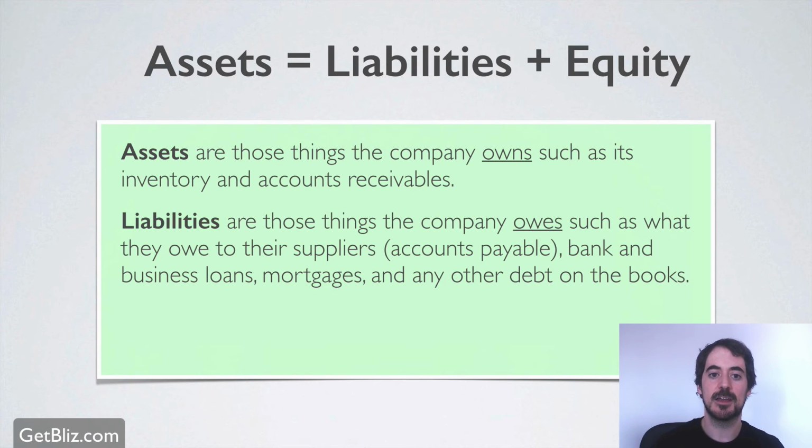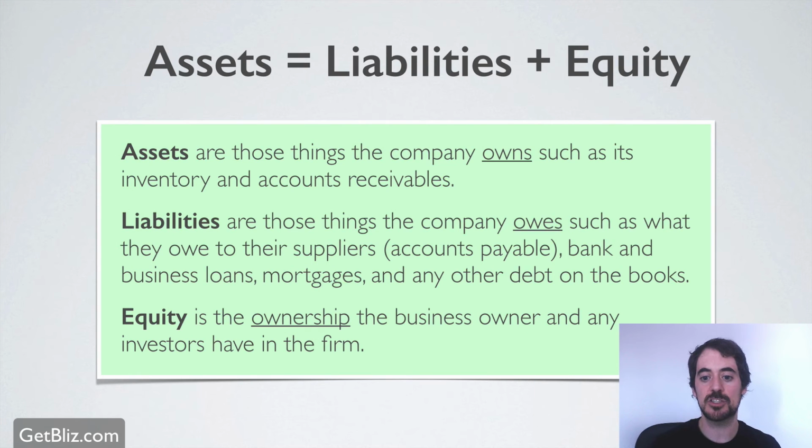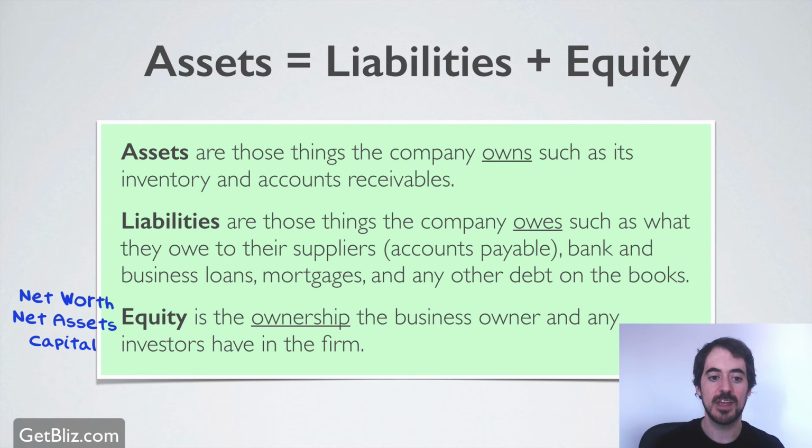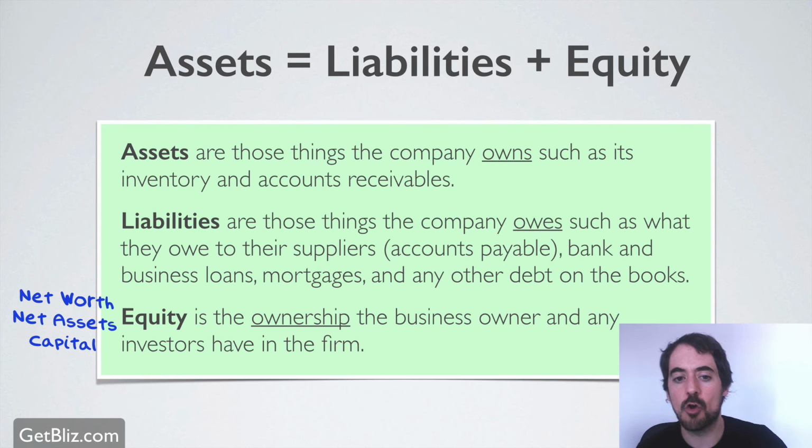And finally, you have the equity, which is the ownership the business owner and any investors have in the firm, also known as net worth, net assets, or capital. Some people refer to equity in different ways, so it's important to know that it could be called 4 things: net worth, net assets, capital, or equity.